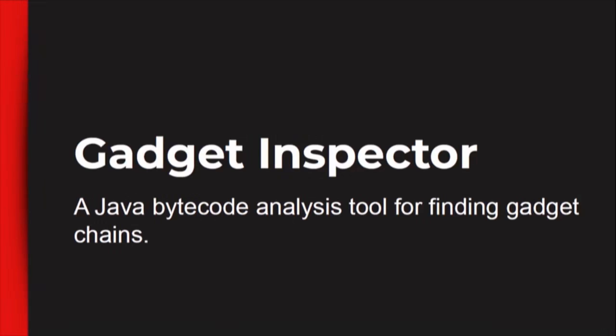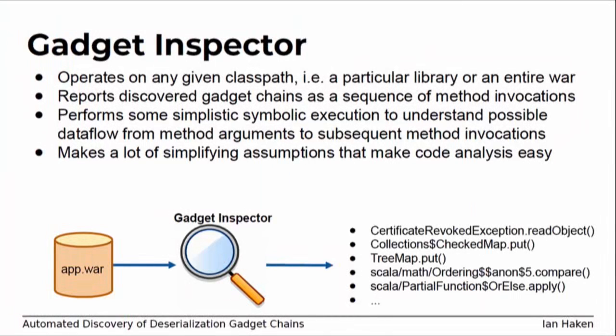So I put together a tool that I called Gadget Inspector, which is a Java bytecode analysis tool for finding gadget chains. That's what it does. So the way it works is it operates on a class path, so you specify either some jars and their dependencies or an entire war, basically your entire application, and then it reports discovered gadget chains, which is really just a sequence of method invocations where one invokes the next, and you're starting at some known entry point and you're getting to some kind of dangerous behavior.